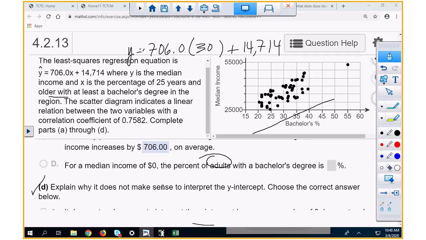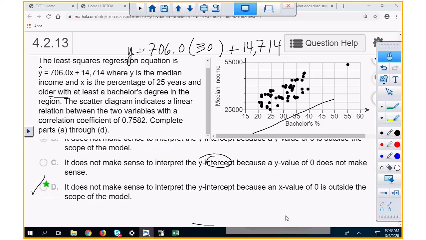Explain why it does not make sense to interpret the y-intercept. The y-intercept is where x is equal to 0. Do you see 0 right here? What do you see? 0 would be way down here, and that's out of the scope. Remember, out of the scope. And that should be your answer. D. Out of the scope.